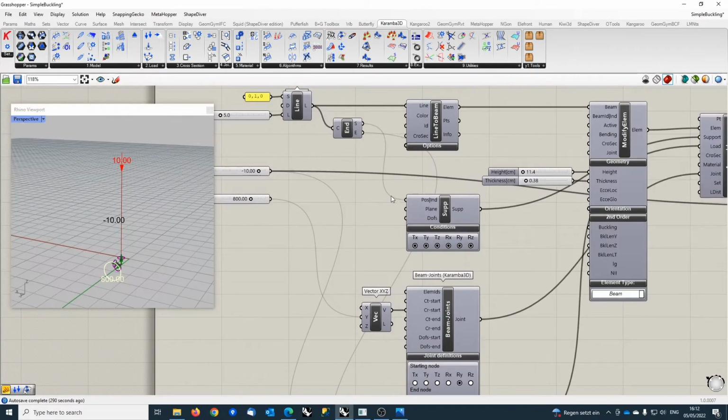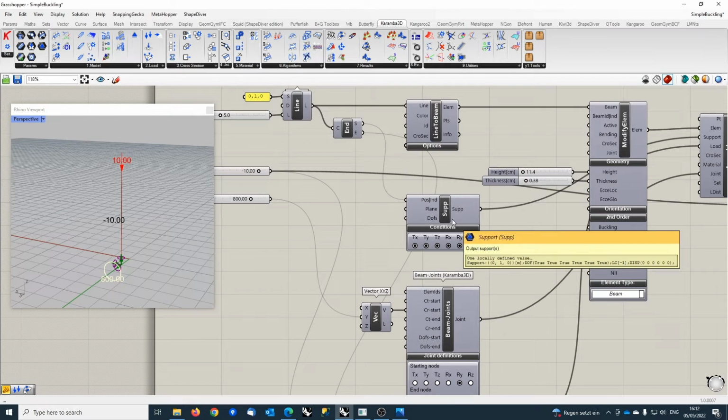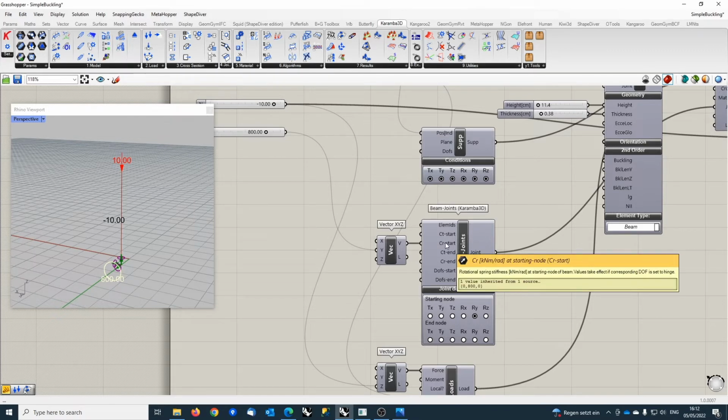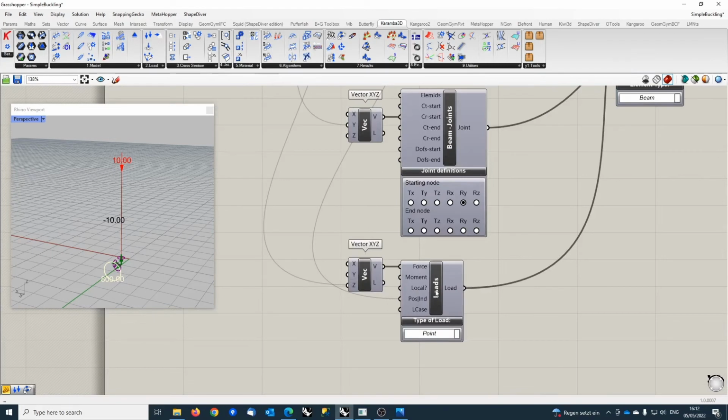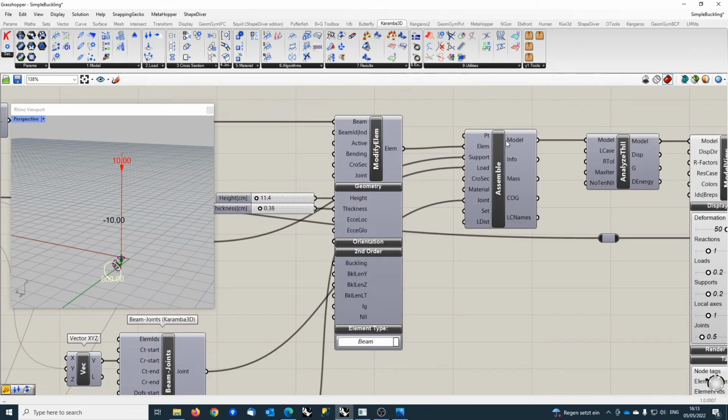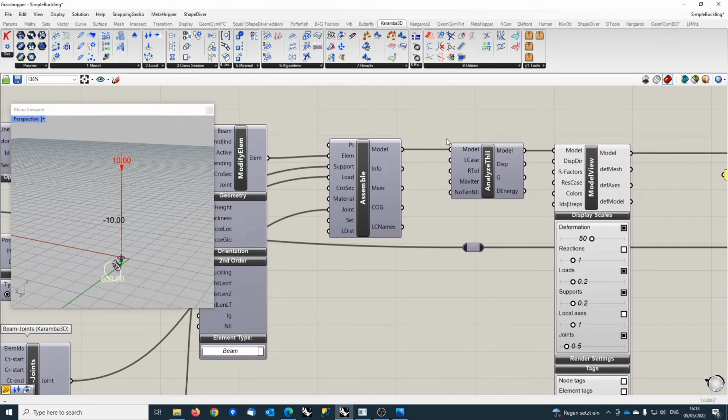Then I have here defined a fully fixed support. The reason for this is that at the moment it's not possible to define spring stiffnesses at the supports. Instead, I use a beam joint at the start of the beam, a joint about the local y-axis, and via this joint I can supply here a rotational spring stiffness of, in this case, 800 kilonewton meter per rad. The load is a point load. As you can see here, it's pointing downwards at the end of the column. And this adds up in the assembly component to a structural model, which can then be analyzed.